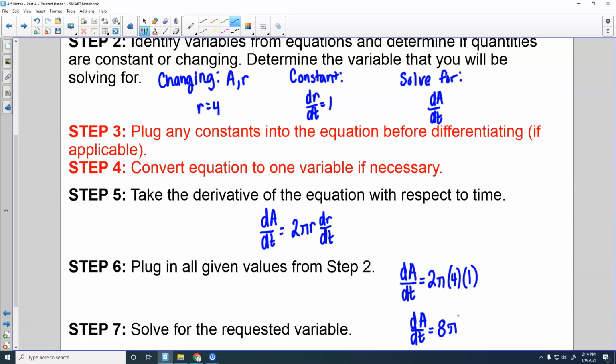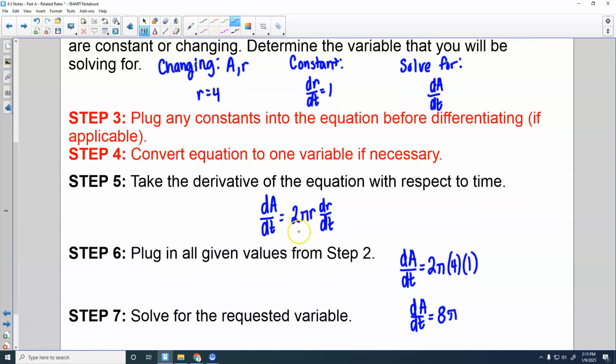Okay, so the first part of this problem looks almost identical to the last one that we did. The only thing that's different is what you're given. Your radius is given as 4 this time. They give you dr/dt is 1. So the radius is increasing at a constant rate this time, and they're solving for dA/dt. The derivative is the exact same as it was for the last problem. You're going to plug in all of those values. So r is 4, dr/dt is 1. You should get 8 pi.